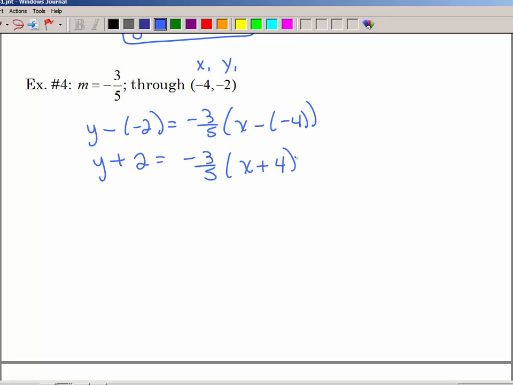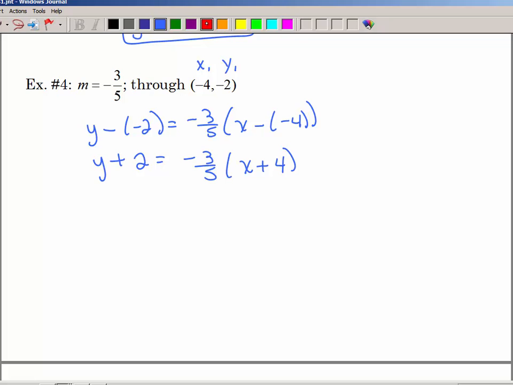We just have to get our answer in y equals mx plus b form. And that's where some people have some trouble with fractions. So you have a choice. We could just distribute that fraction and then subtract the 2, and we'd have to find a common denominator. But that's not what I'm going to do. I'm going to go ahead and get rid of those fractions.